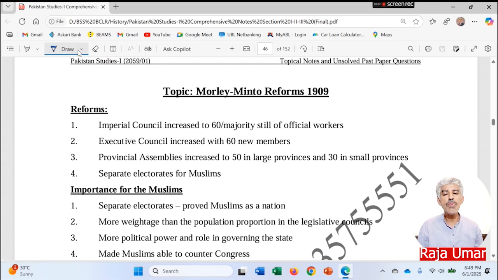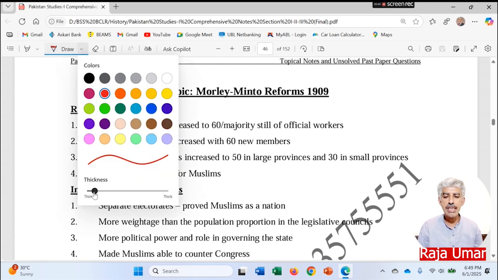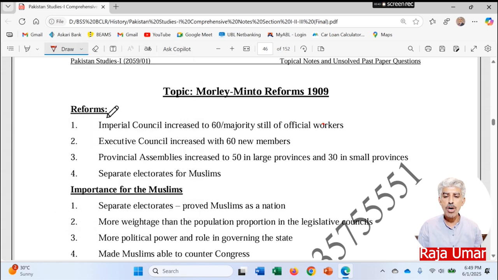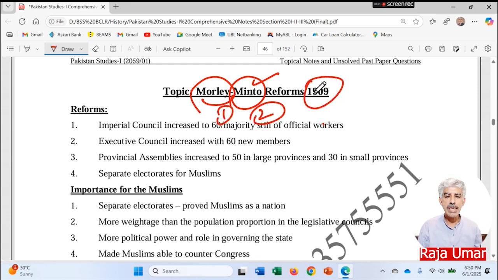First of all, you should know that these reforms were introduced by John Morley and Lord Minto, the Viceroy of the subcontinent. John Morley was the Secretary of State for the subcontinent appointed by the British government. He came from there to bring the proposals given by the British government to the Viceroy, to be implemented here in the subcontinent. These two persons sat together and drafted these reforms in 1909, and then they were sent back to the British government for approval. The British Parliament passed these reforms, and then they were imposed here in the subcontinent.